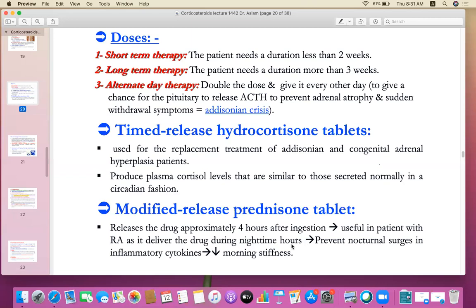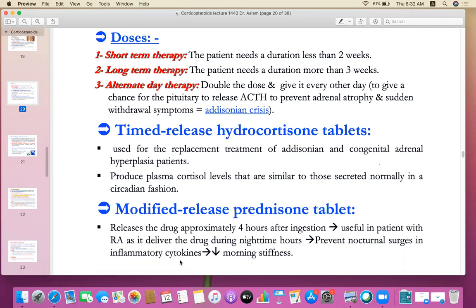So, the patient of rheumatoid arthritis should be advised to take the tablet in the evening. So what happened? After 4 hours, meaning night, it will release the drug. And what is the advantage of the nighttime release of the steroid? It prevents the nocturnal surge in inflammatory cytokines. Nocturnal means nighttime.